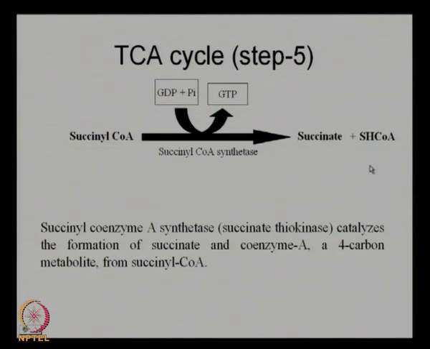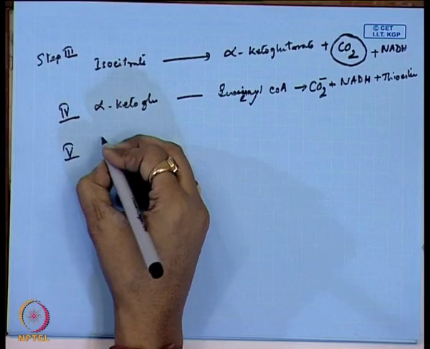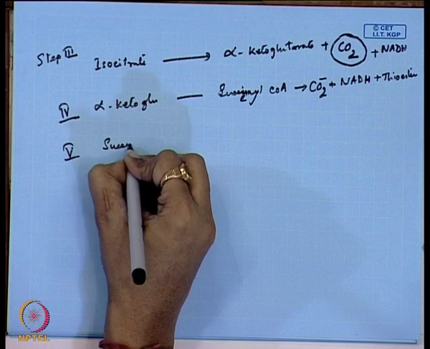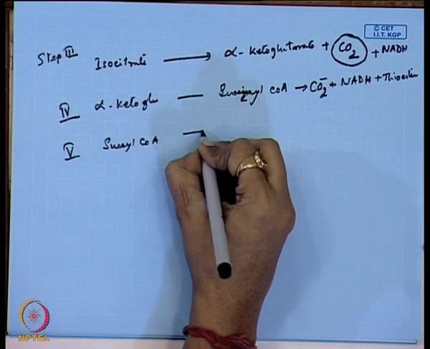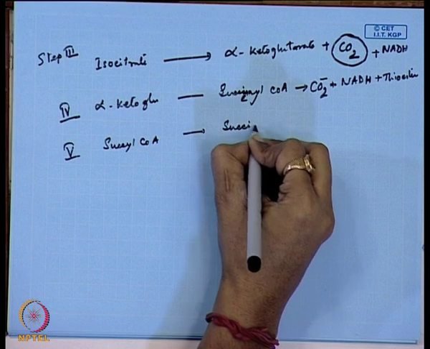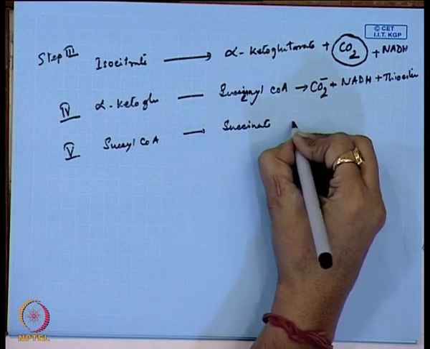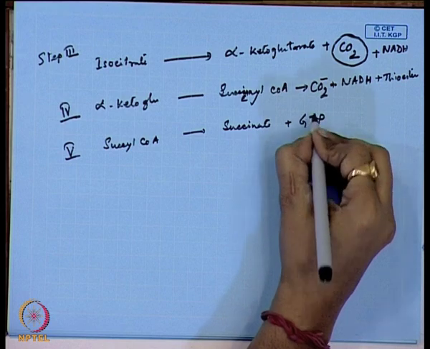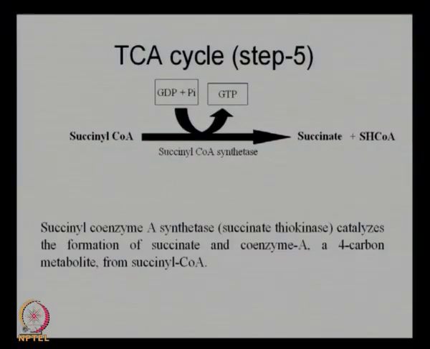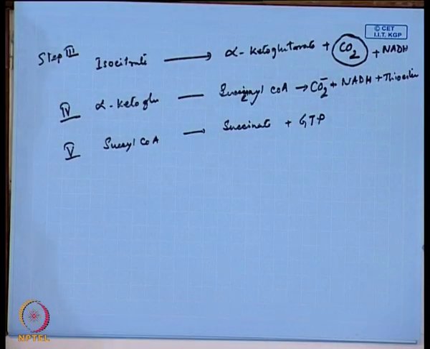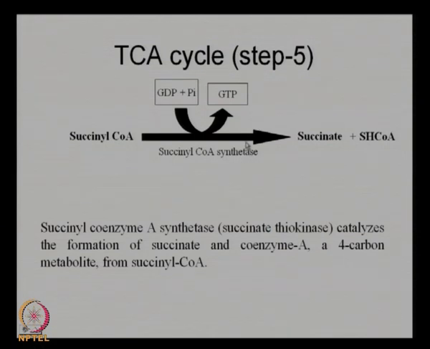And here in this process, in step 5, succinyl CoA is converted to succinate. Here one molecule of GTP is produced, and this GTP, in case of bacteria and plants, is in the form of ATP. Now, the succinyl CoA synthetase enzyme is releasing that coenzyme A and it forms this succinic acid.